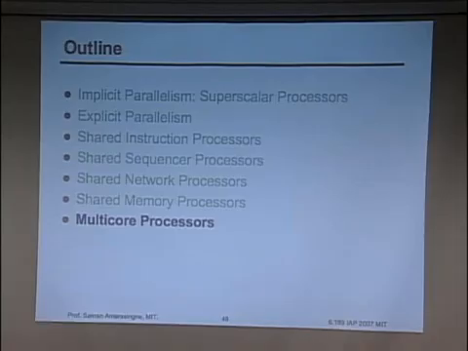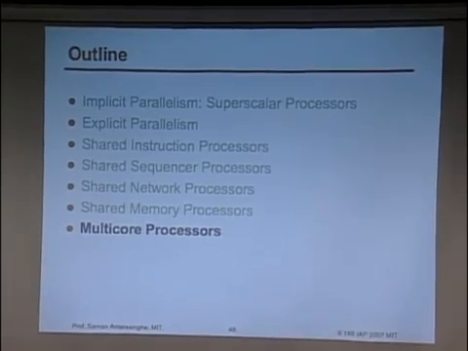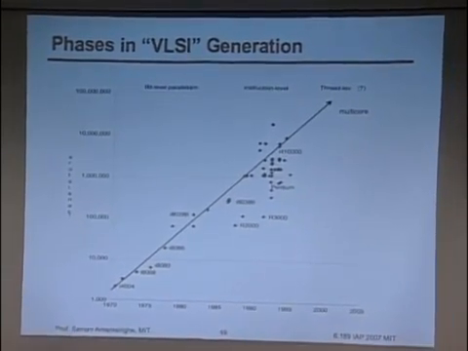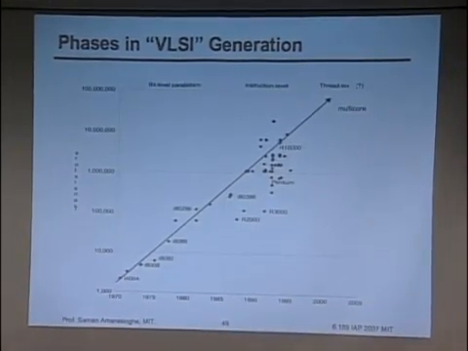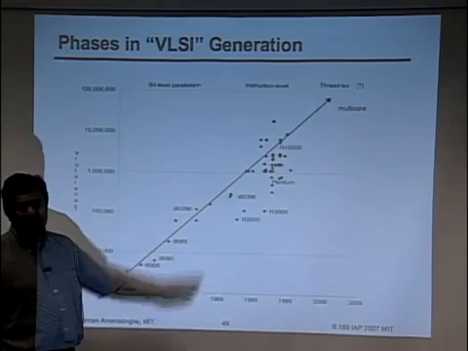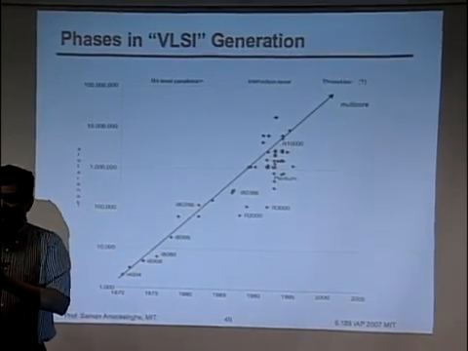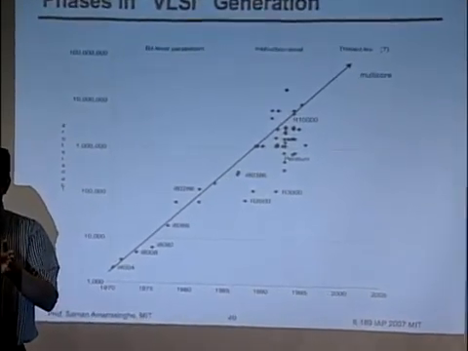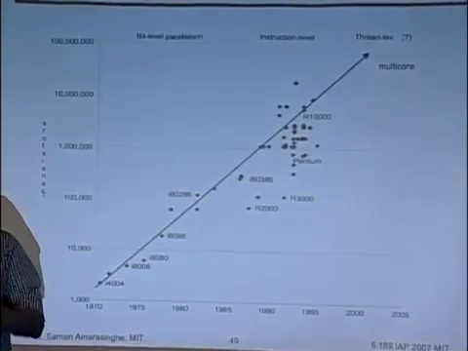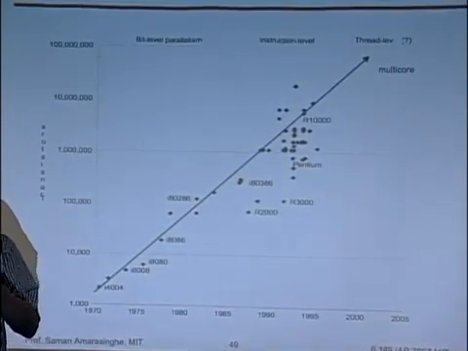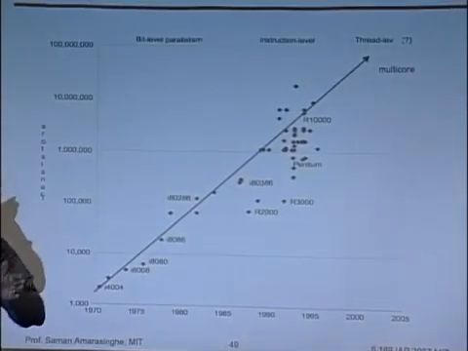So now let's switch to multicore processors. If you look at the way we have been dealing with VLSI, every generation we are getting more and more transistors. At the beginning, when you have enough transistors, people start dealing with bit-level parallelism. You can do wider machines because you have enough transistors. At the beginning you have 8-bit processors, then 16-bit, 32-bit.